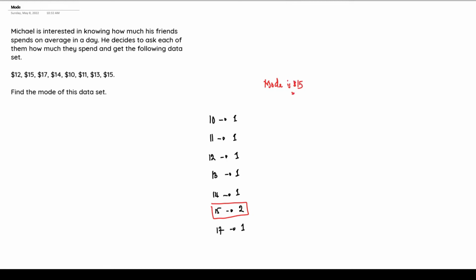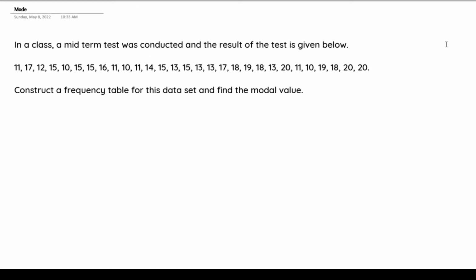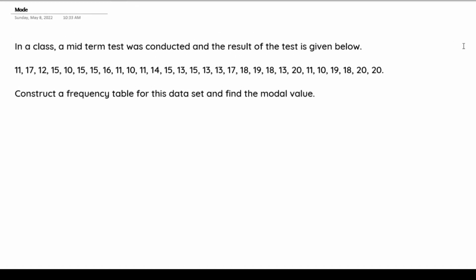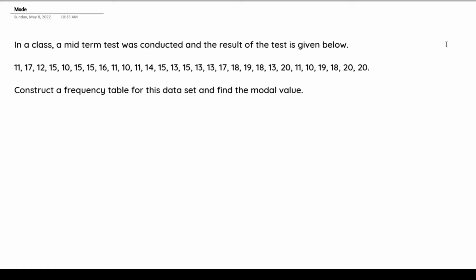So let's move to the next question. This question says that in a class, a midterm test was conducted and the result of the test is given below. So we have 11, 17, 12, 15 down to 20. The question says we should construct a frequency table for this dataset and find the modal value. That simply implies that we have our dataset in the ungrouped manner, or in its raw form, and then we want to group this dataset by constructing a frequency table.